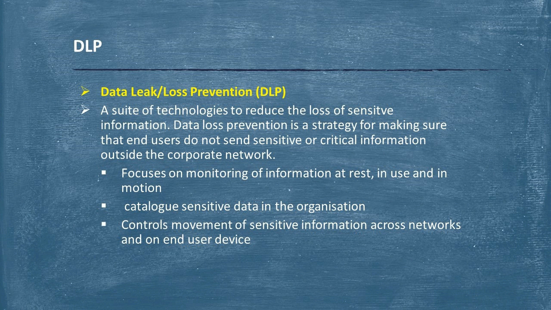Now let us see what data leak prevention is. It is a suite of technologies to reduce the loss of sensitive information. These solutions are implemented in order to safeguard the data. Data loss prevention is a strategy for making sure that end users do not send sensitive or critical information outside the corporate network. The data should not go out illegally. Nobody should be copying data and taking it out.